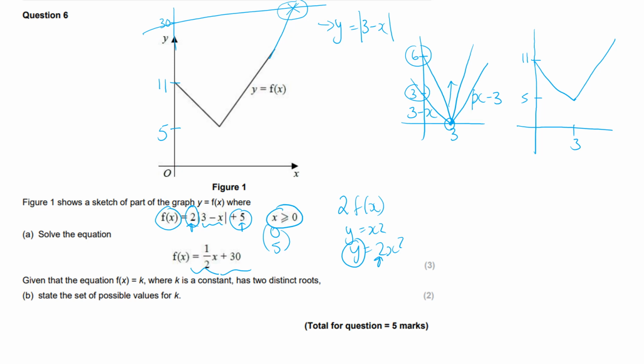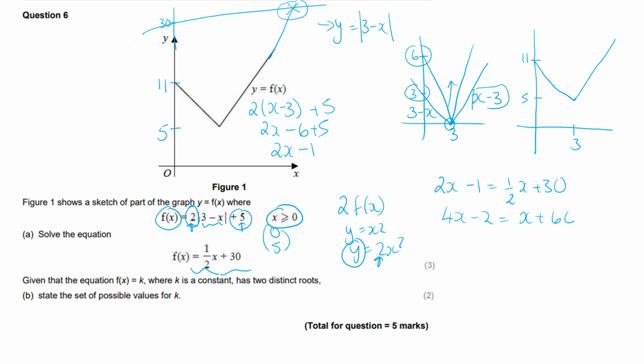So what was the equation of the right hand side of our graph? It was x minus 3, but then times by 2 and then add 5. So that's going to be 2x minus 6 plus 5, which is 2x minus 1. So if we equate 2x minus 1 to half x plus 30, let's times everything by 2. 4x minus 2 is equal to x plus 60. 3x is equal to 62, so x is equal to 62 over 3.